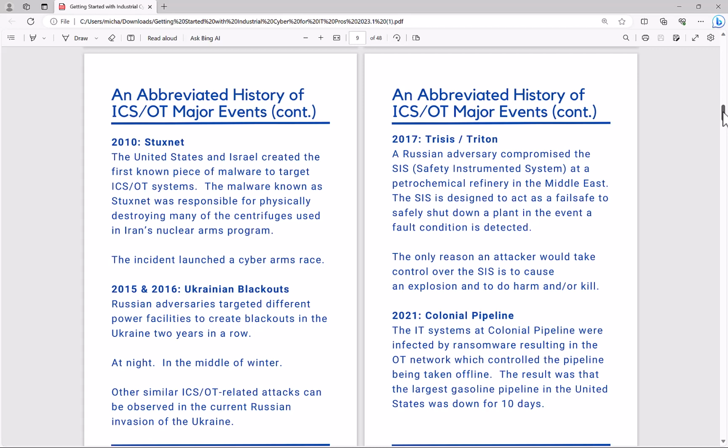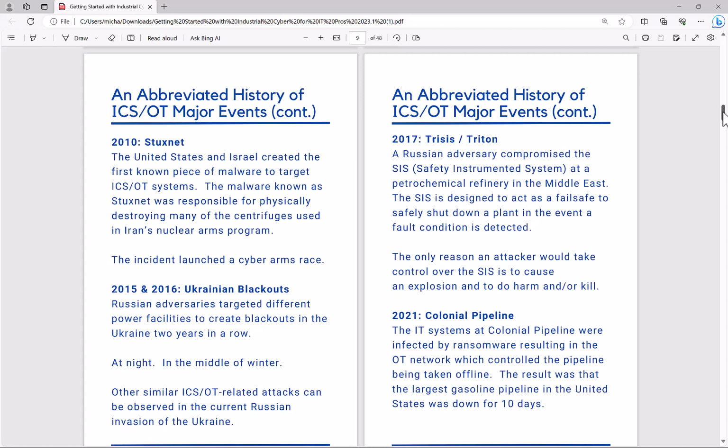And so this resulted, in one way or the other, in the OT network responsible for running the pipeline being shut down, and it was down for 10 days. And that pipeline was the largest gasoline pipeline in the United States. So it resulted in people, I would not say not having gas, but you would go to one gas station and they didn't have gas, so you had to go around the corner to another gas station and wait an hour in line to be able to get gas.